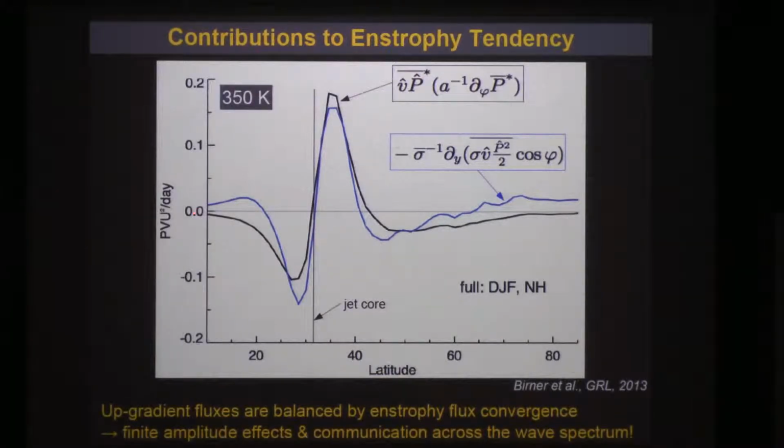This is the variance tendency coming from the PV fluxes. So this is this production term with the upgradient fluxes here just poleward of the subtropical jet. And the blue line shows the tendency coming from these PV variance fluxes, in fact, the convergence of those fluxes. And the striking thing is that they match each other very closely.